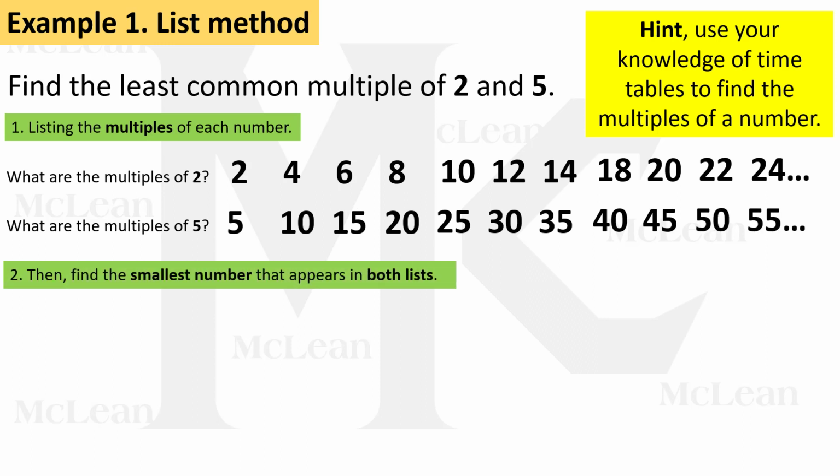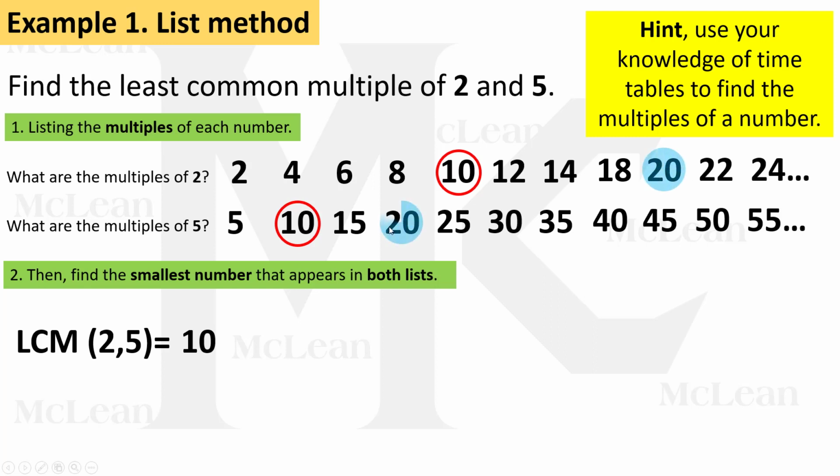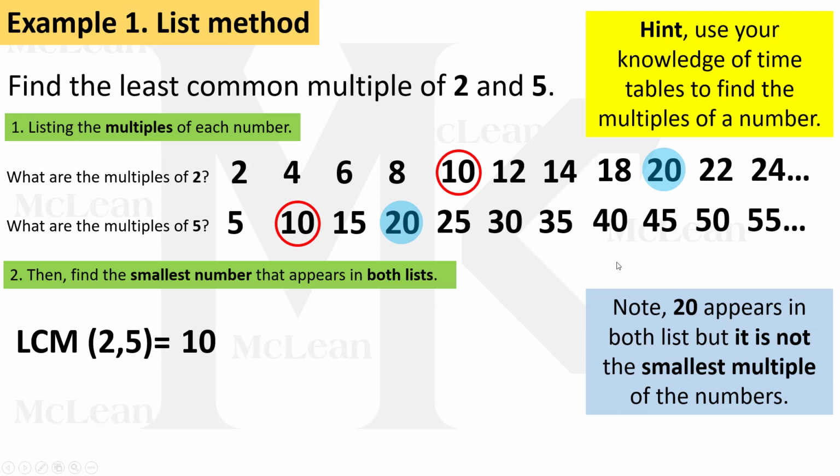Question we ask ourselves: find the smallest number that appears in both lists. Look at all of these numbers. Which is the smallest number that appears in both lists? Let me see. Okay, 10 and 10. So right here, we know that the LCM, or the lowest common multiple of 2 and 5, is 10. Now, you may ask yourself the question, but 20 also appears in both lists, but it's not the smallest multiple of the numbers.